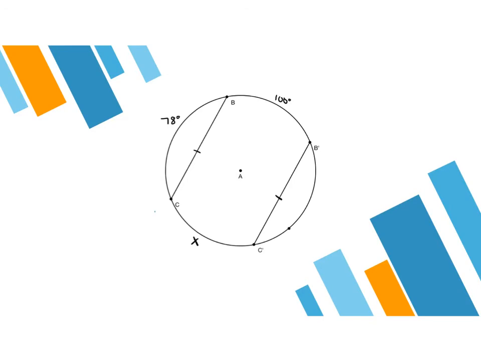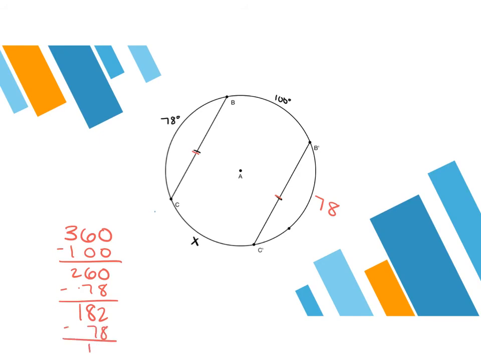In this example, we're again told that the two chords are the same. So I know right away that this piece will be 78. My entire circle adds up to 360. 360 minus 100 is 260. Now I just need to subtract off 78 twice. 260 minus 78 once brings me to 182, minus 78 again. There's 104 degrees left for x.